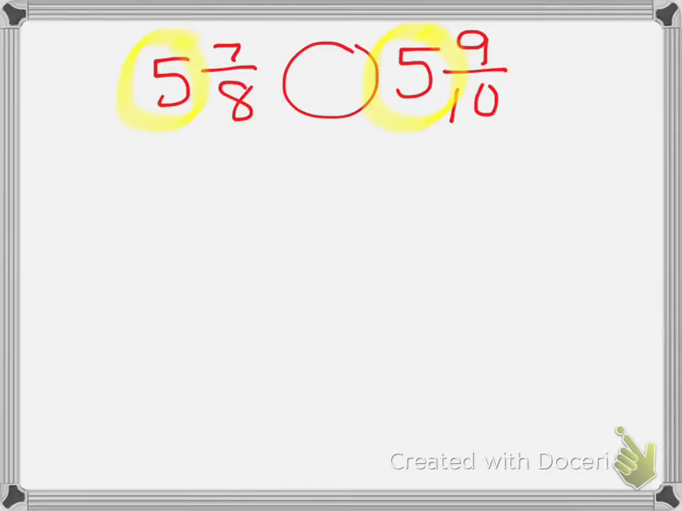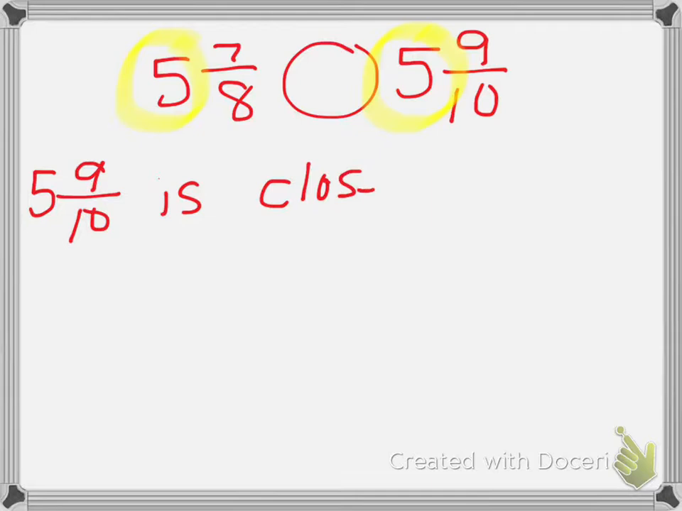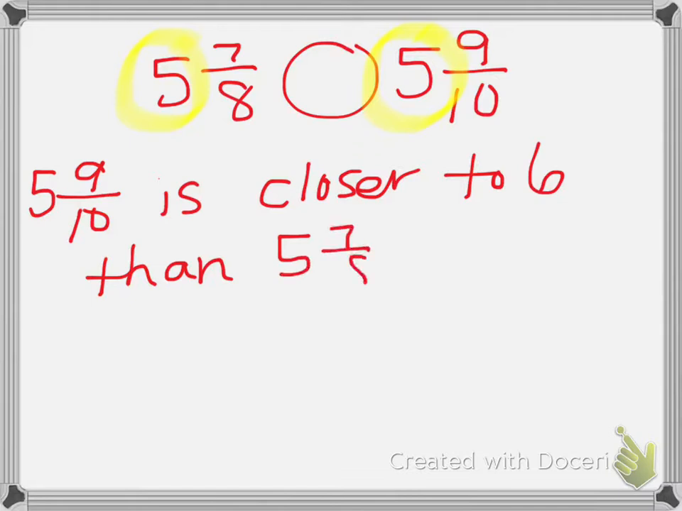So we can say that 5 and 9/10 is closer to 6 than 5 and 7/8. Okay? All right, let's do one more and then you'll be on your way.